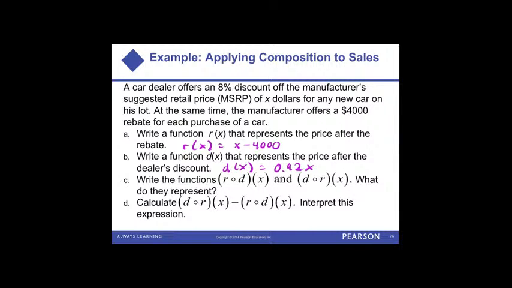So it says R of D of X, right? So that means for that one we put D into R, right? D is inside of R. So, the second function inside the first function. So the equation for R is x minus 4,000, right? So then we would put 0.92x in the parentheses minus 4,000. And then for D of R, you're doing R inside of D. It will be 0.92, parentheses x minus 4,000.